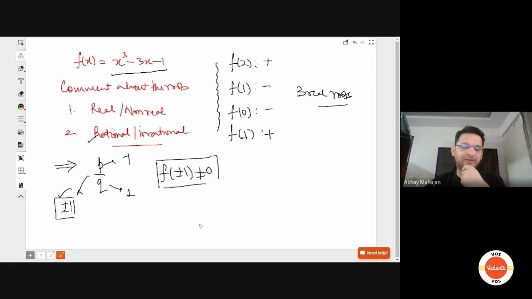Okay, perfect. So just a counter question. There is something called the irrational conjugate theorem. If one of the roots is of the form P plus root Q, the other is P minus root Q. Right? So how can there be 3 irrational roots?